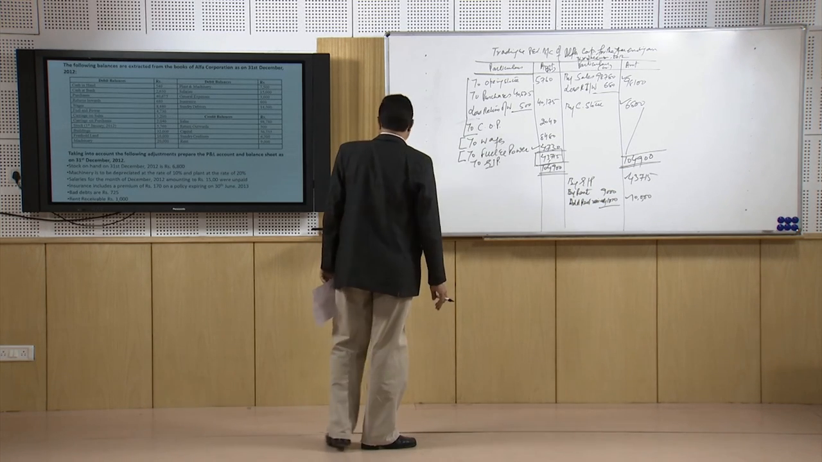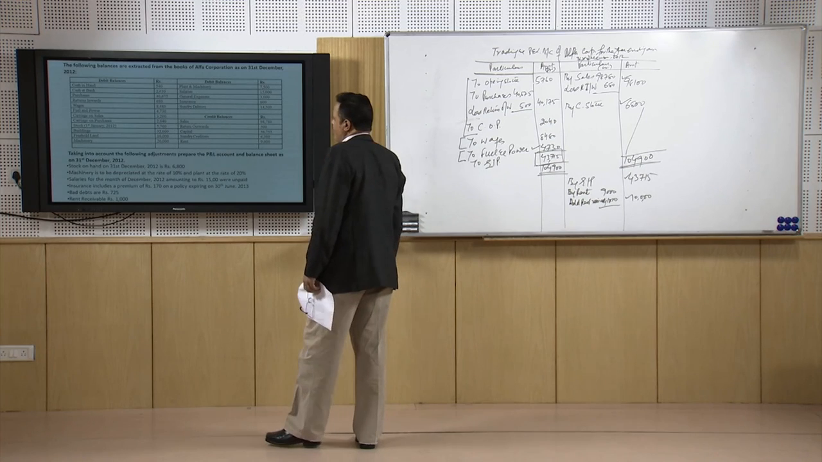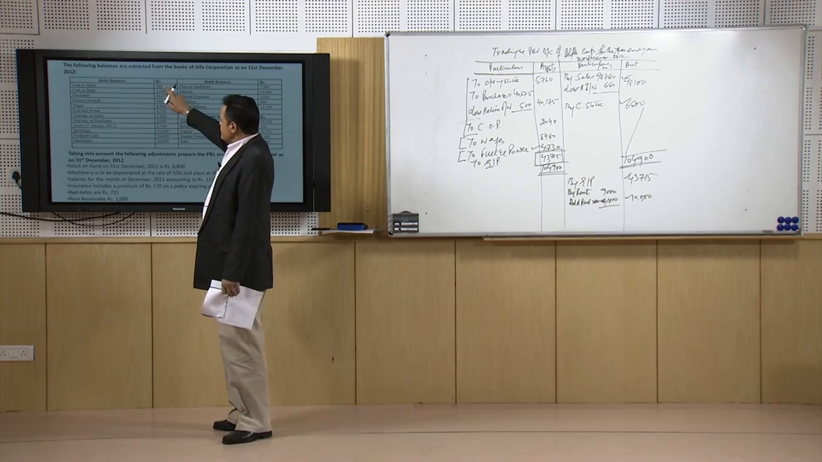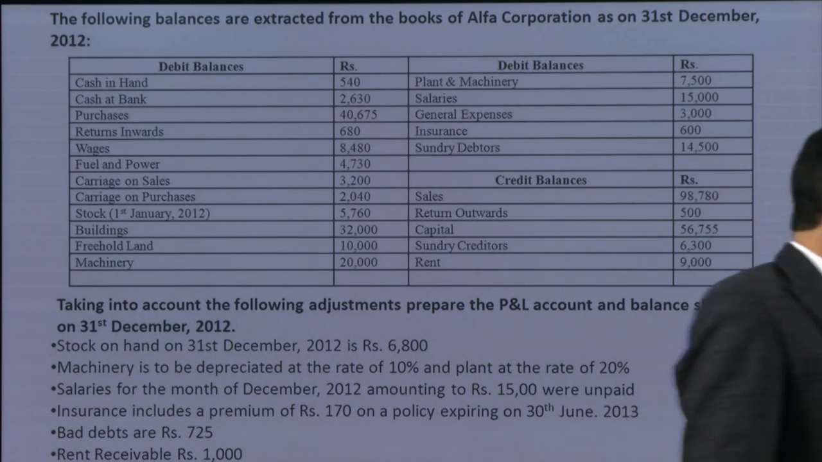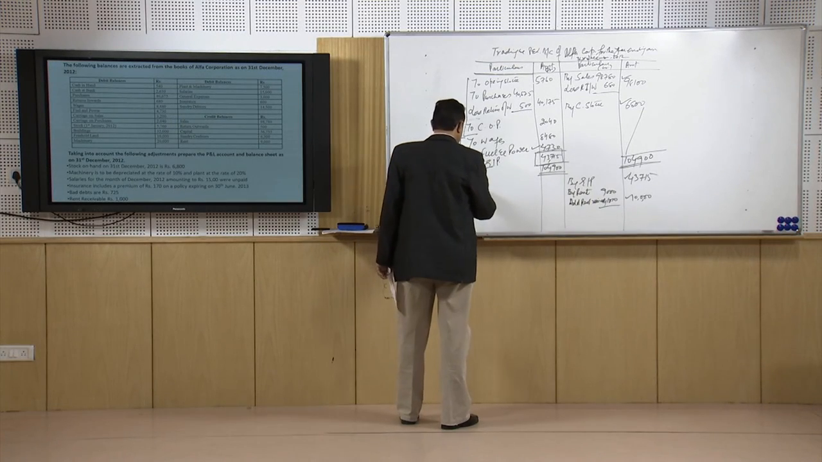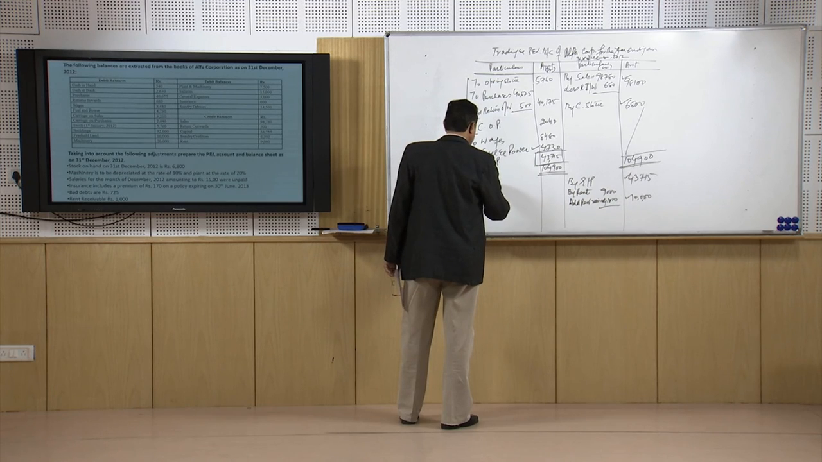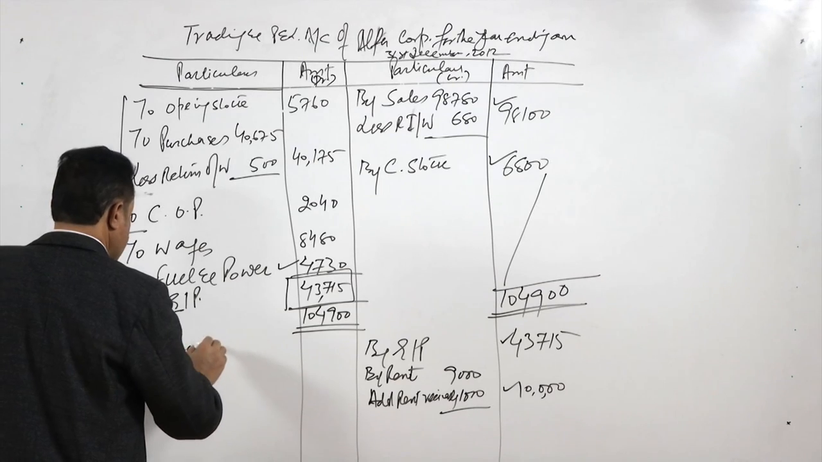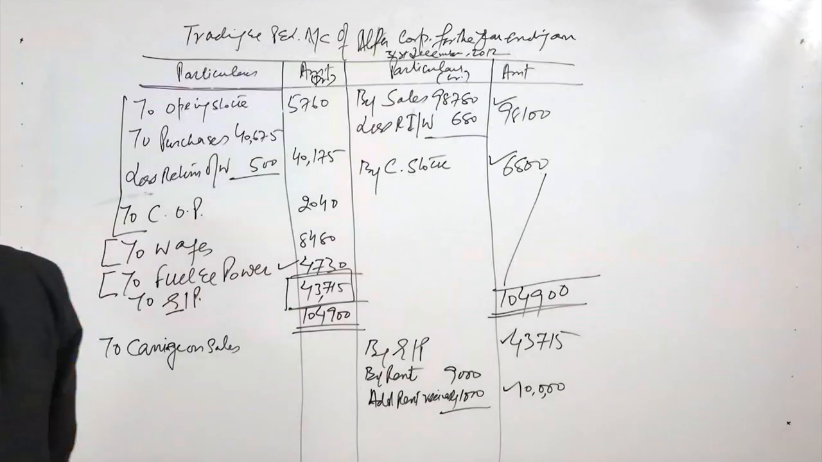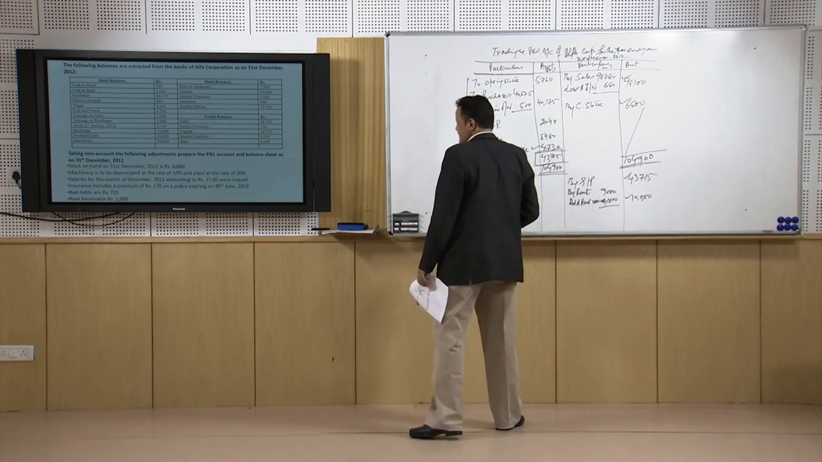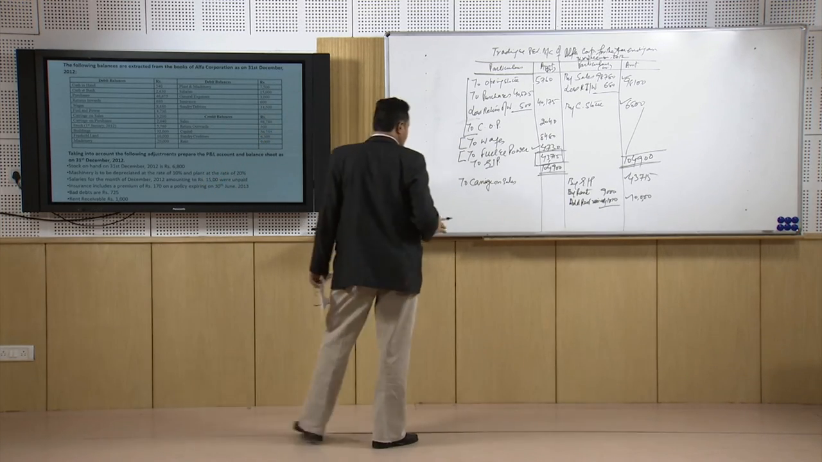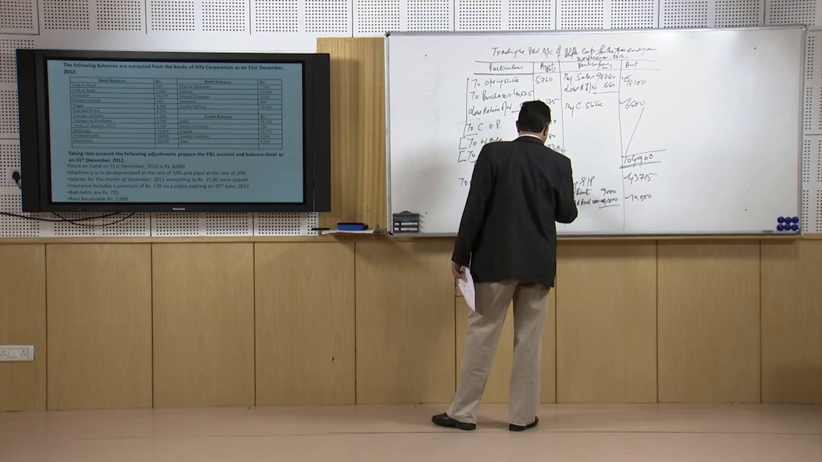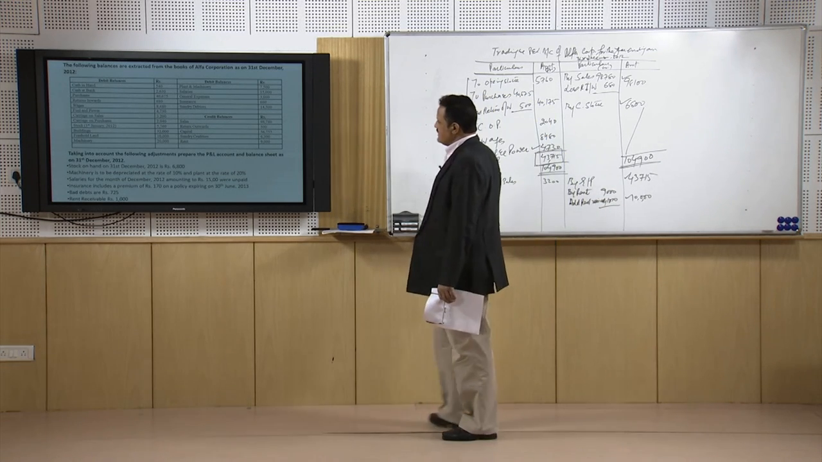So now we will take the expenses, and expenses here, again you have to check: cash, bank, purchases, inwards, fuel and power, carriage on sales. Yes, this is the first indirect expense, carriage on sales. So you can take it in the same order: to carriage on sales, and the carriage on sales is 3200. Is there any adjustment with regard to this carriage on sales? No, there is no adjustment. So carriage on sales is 3200.